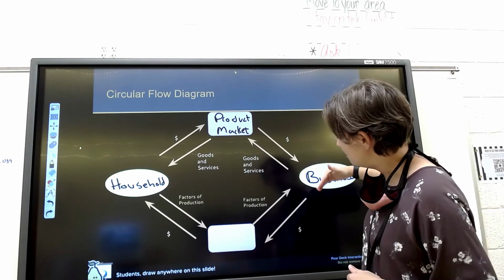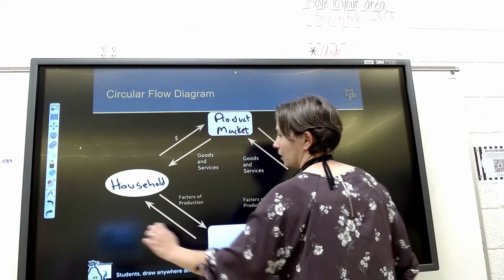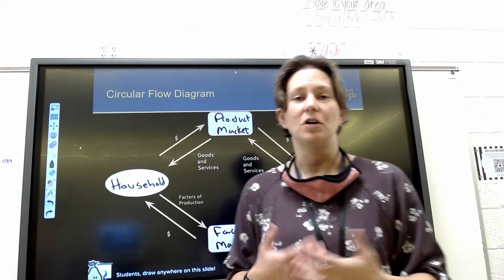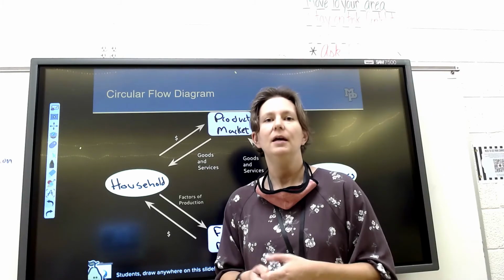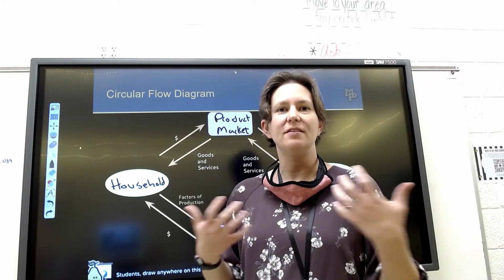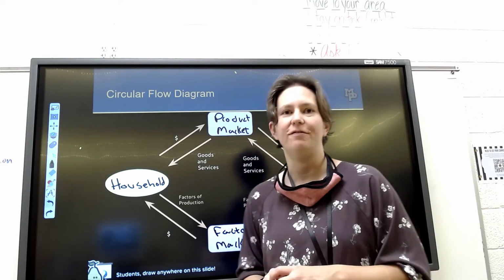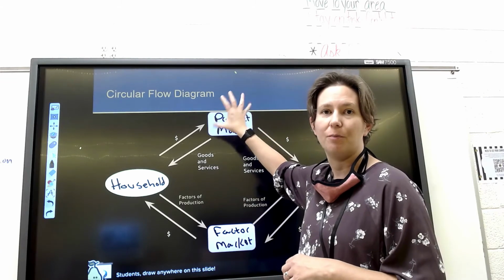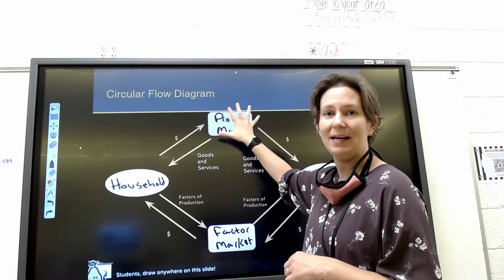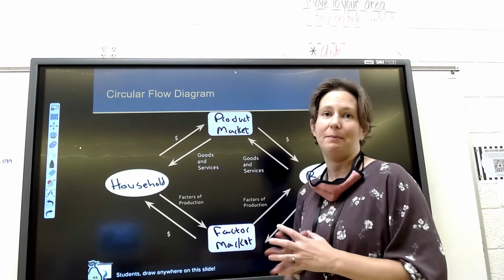So anytime you see a business paying for something, they are doing that in the factor market. The factor market is sometimes called the resource market. This is where businesses buy the resources that they need. I had a student say one time, oh, it's the factory. Anything you buy that's happening at the factory is going to happen in the factor market. Anything that you buy at the store is going to happen in the product market. So if households are buying it, it happens in the product market. If businesses are buying it, it happens in the factor market.